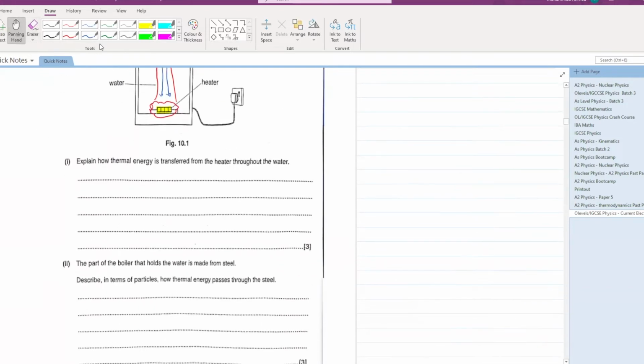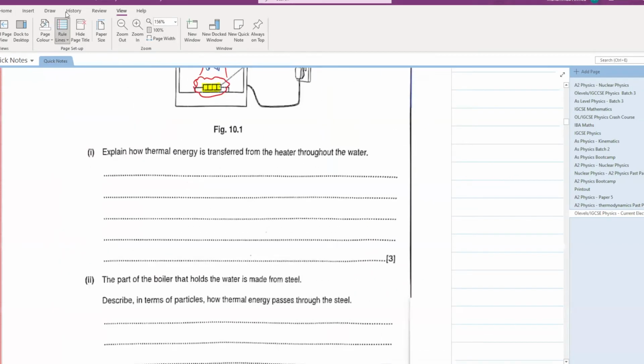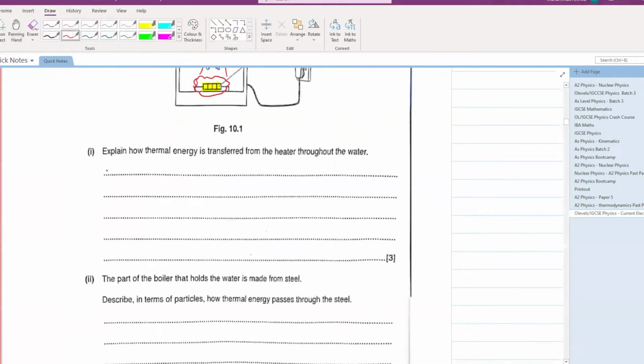Consequently, cooler, denser water falls to the bottom like this. So you can write your answer like this: the water surrounding the heater expands, and its density decreases, or you can say it becomes less dense.